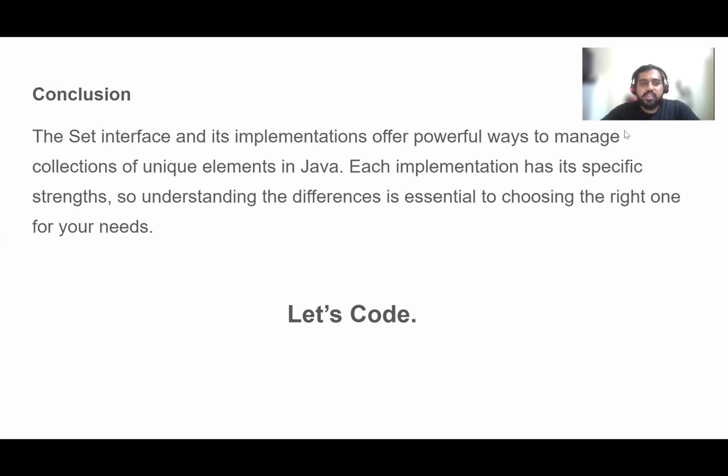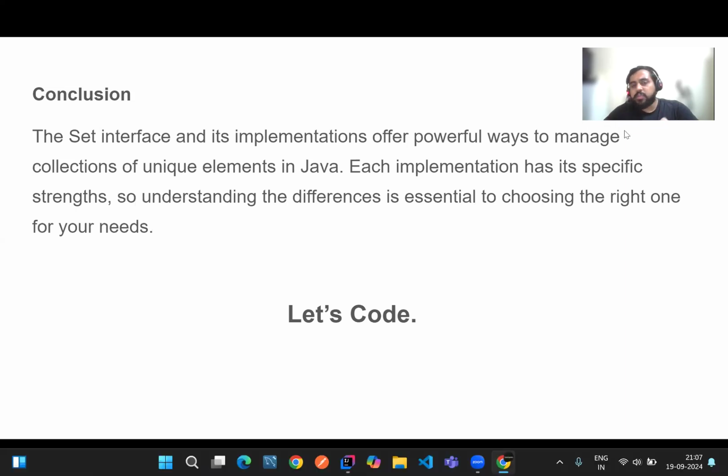So let's see the conclusion. The Set interface and its implementations are a powerful way to manage a collection of unique elements in Java. Why unique? It means duplicates are not allowed in a set. Each implementation, meaning each subclass or child class of the Set interface, has its specific strengths. So we need to understand the difference between the child classes, and we need to choose the right one for our code.